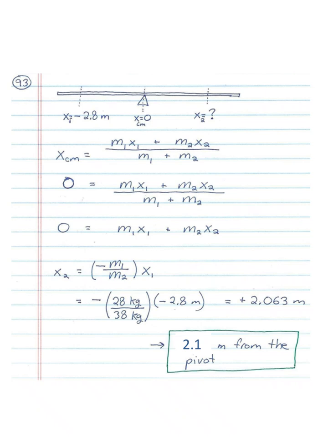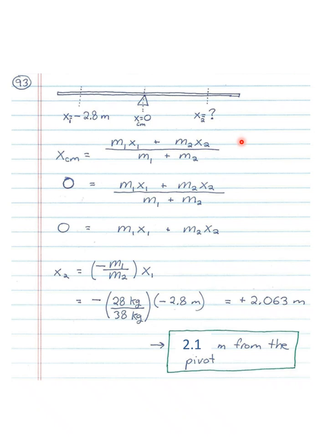Number 93, on a seesaw, a 28 kilogram child sits 2.8 meters from the pivot point. Where should a 38 kilogram child sit to put the center of mass at the pivot? All right. So we're going to use our center of mass equation. I've drawn a picture here. We want the center of mass to be at the pivot, which is right in the center of the seesaw. So we're looking for our center of mass equation to equal 0, and we are looking to solve for x2. So let's write out the equation. X center of mass equals, and there it is for 2 masses.